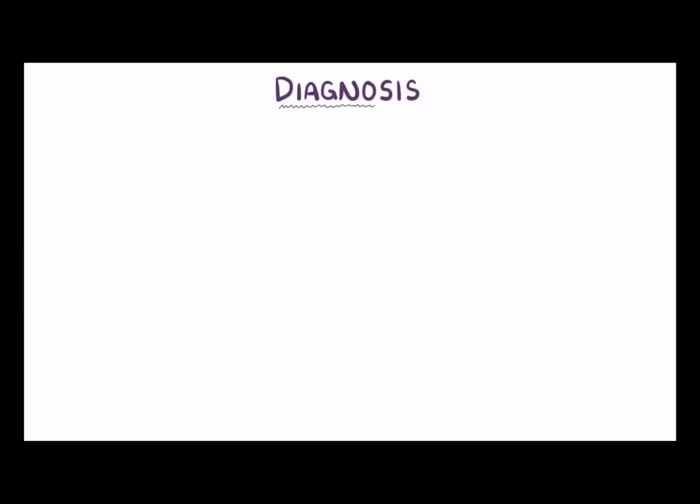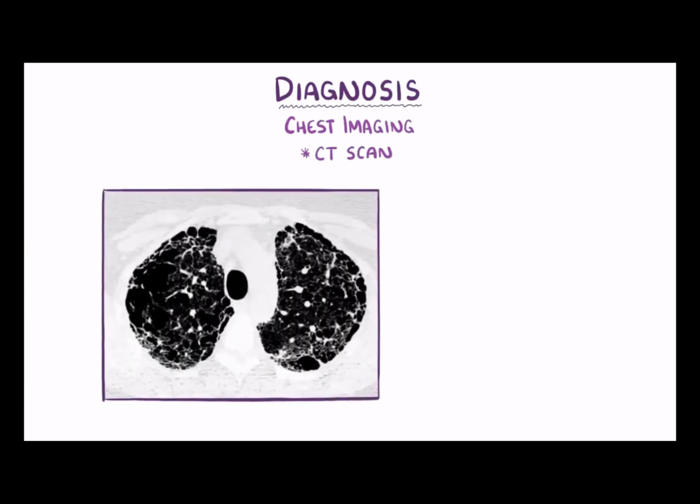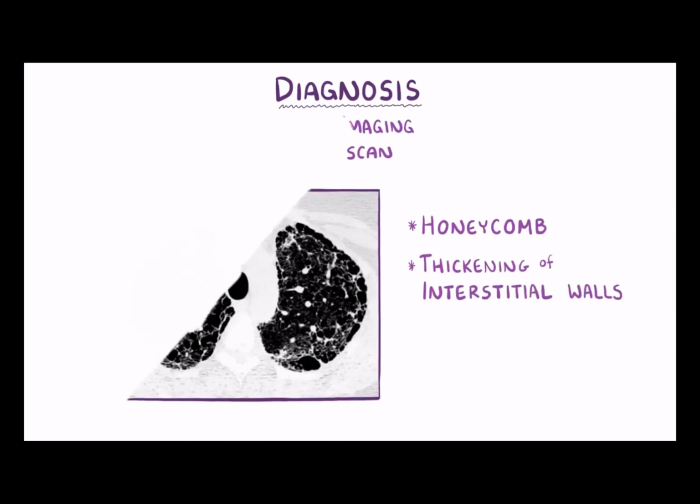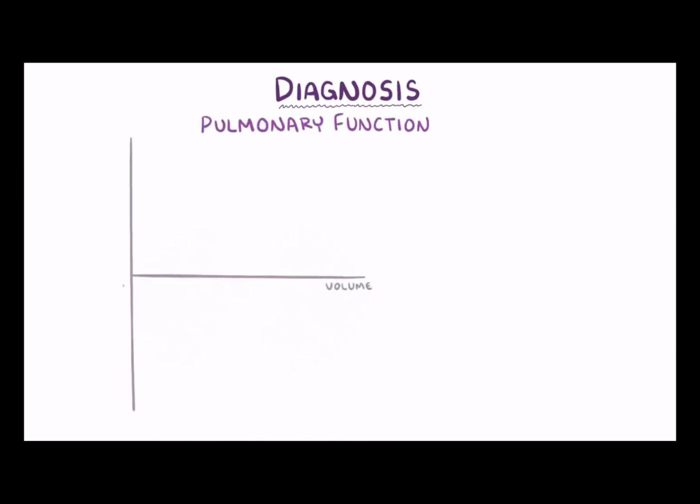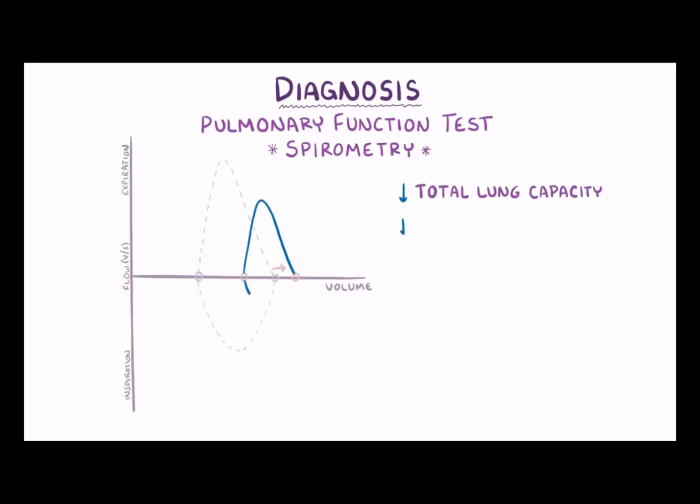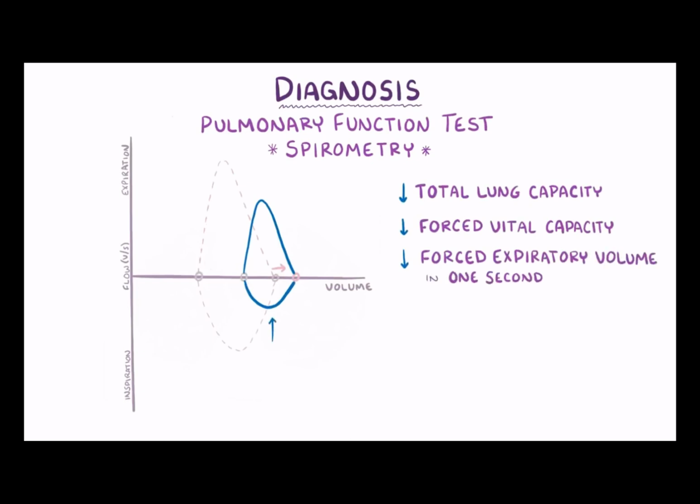Diagnosis of idiopathic pulmonary fibrosis can be done using chest imaging. For example, a chest CT scan can reveal honeycomb appearance and thickening of the interstitial walls. In addition, a pulmonary function test called spirometry can reveal a decrease in total lung capacity, forced vital capacity, and forced expiratory volume in 1 second, which are all characteristic of restrictive lung diseases.